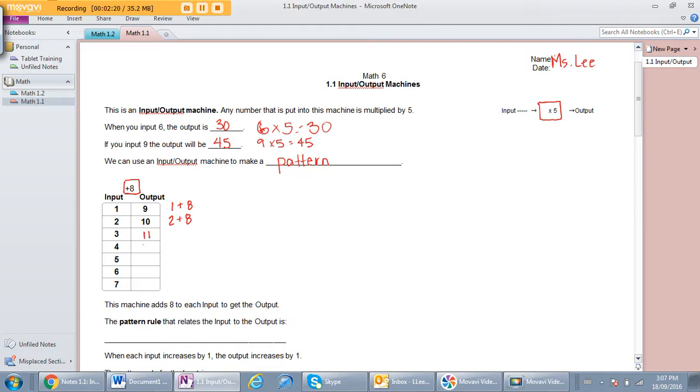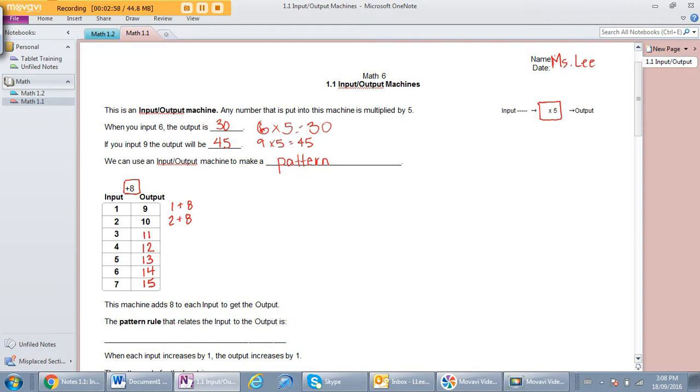4 plus 8 will give me an output of 12. 5 plus 8 will give me an output of 13. 6 plus 8 will give me an output of 14. And 7 plus 8 will give me an output of 15. And what I want you to notice here is what's happening with the pattern numbers when I look at my input and I look at my output. So this machine adds 8 to each input to get the output.